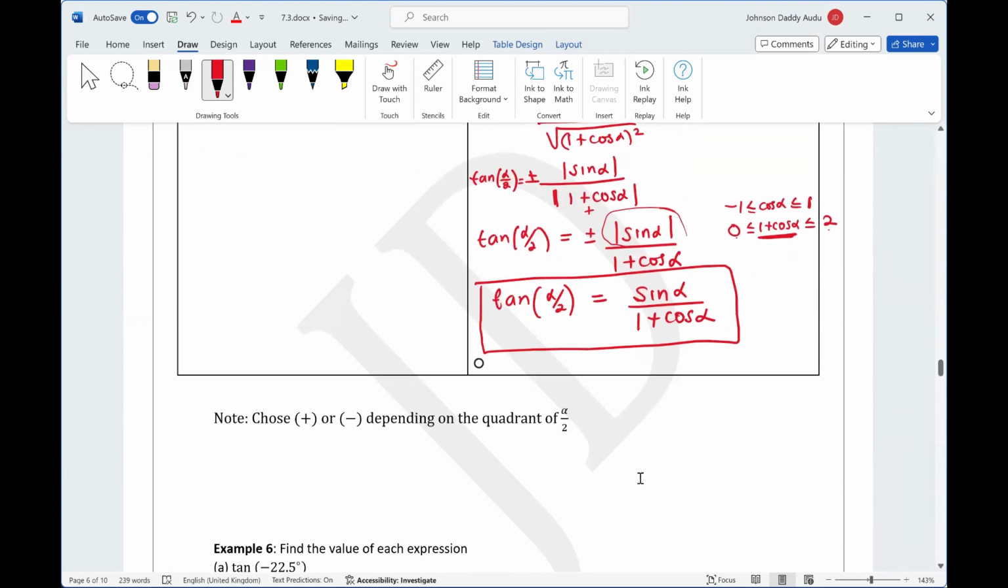But now you can see the sign. Choosing your sign, the plus or minus, depends on the quadrant of alpha over 2. This is very important. All right, so in our next video, we'll be looking at the applications, how we can use these formulas to solve some problems. Thank you for watching.